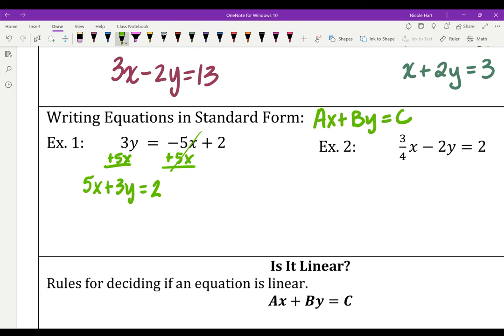We want to double check. Can we divide anything out? 5, 3, and 2 do not have any numbers except for 1 in common, so we're not going to have to divide, and we are done. That is now in standard form for example 1.